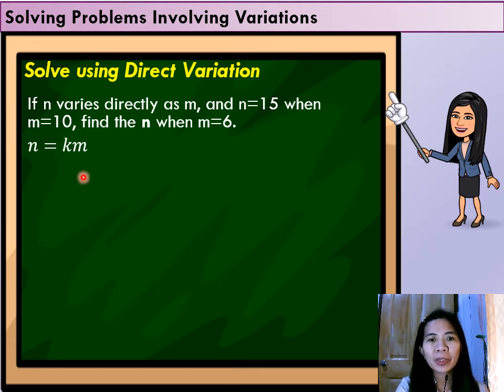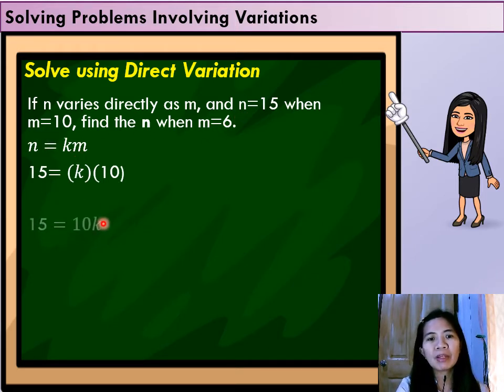Remember, in direct variation, if a variable increases, m increases, n also increases. So they are directly proportional. We can solve for the constant by substituting the value of n, which is 15, and the value of m, which is 10.